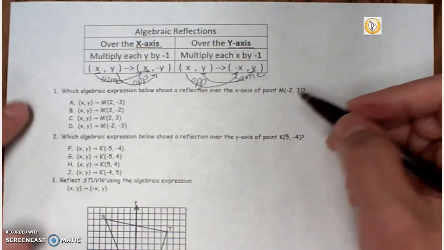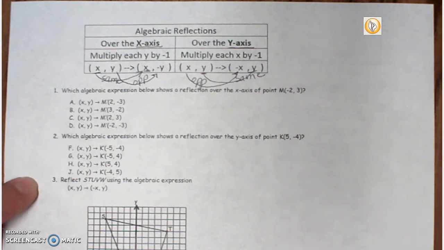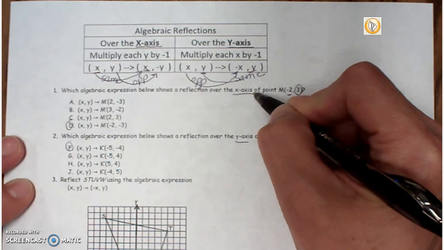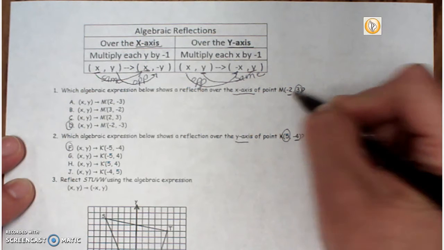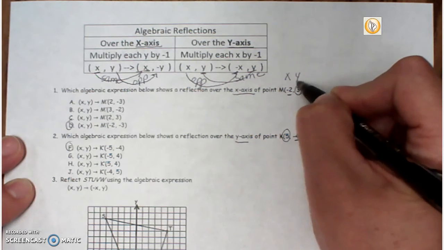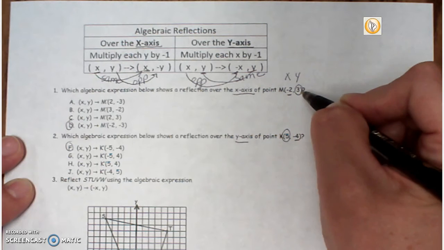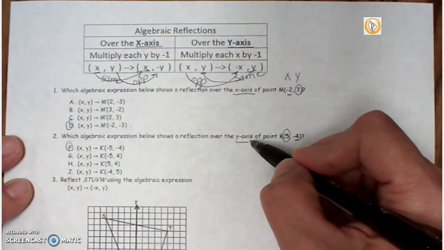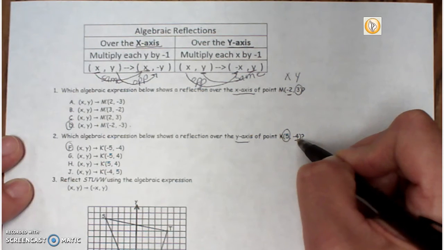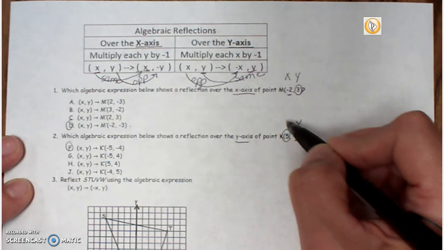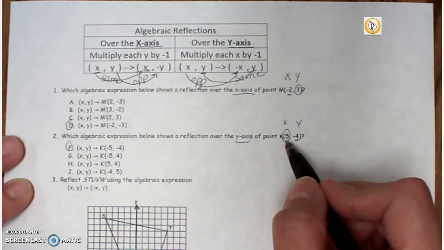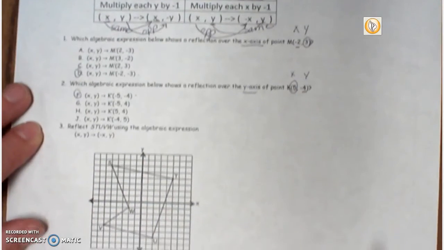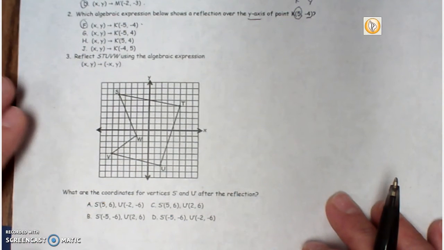Let's try some more problems. Pause and try number 1 and 2. On number 1, the axis of symmetry is the x-axis, so x will stay the same and the y coordinate will become opposite. So we're looking for -2, -3. The only correct choice is D. On number 2, the axis of symmetry is the y-axis, which means y stays the same, and the x coordinate will become opposite. So the only one that has -5, -4 is choice F. Try number 5 and 6. Try number 3.